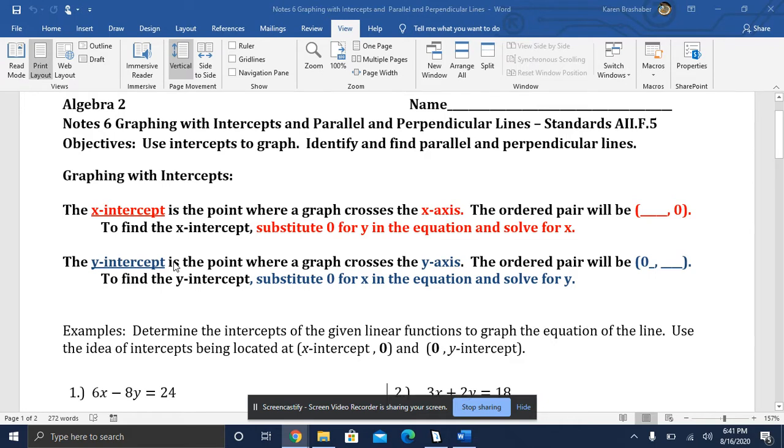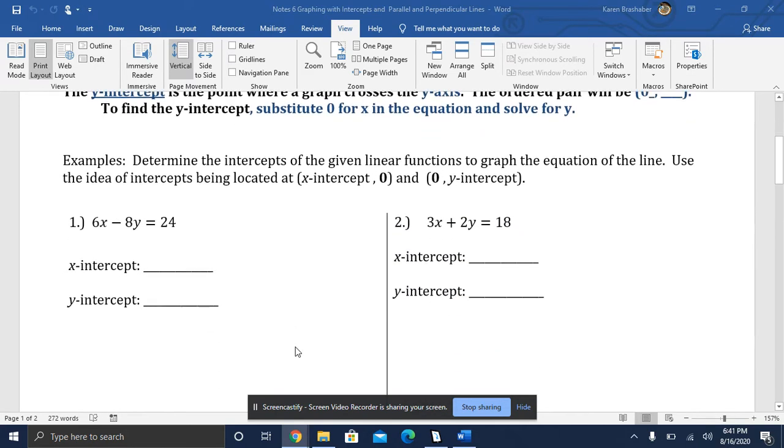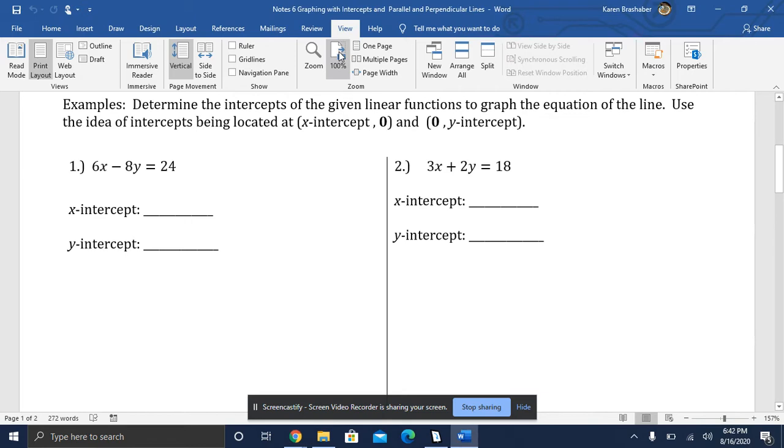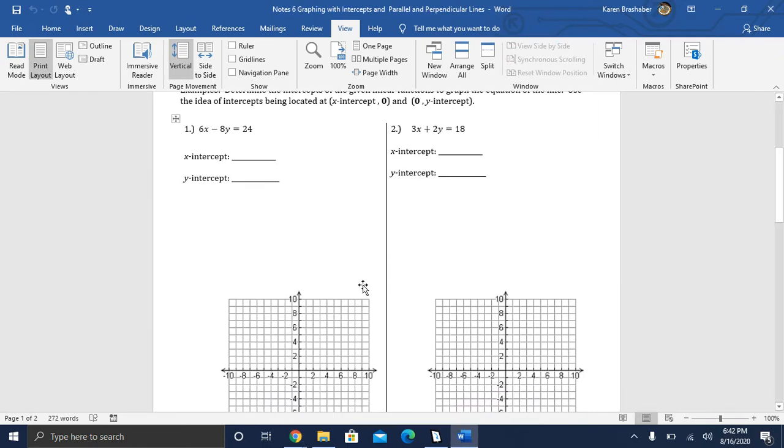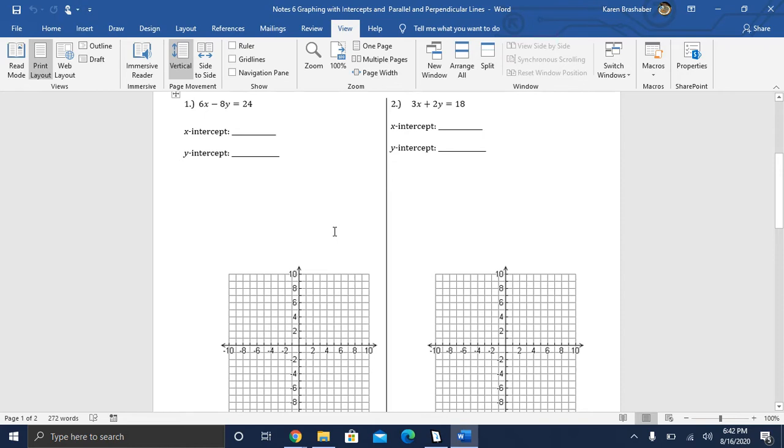But another idea about the y-intercept is that it's a point where the graph crosses the y-axis. And the ordered pair for the y-intercept will always be 0 and whatever that y-intercept is. And so another way to find the y-intercept would be to substitute 0 for the x in your equation and solve that equation for y. We'll be looking at two examples where you will need to find the y-intercept and the x-intercept, and then you'll be asked to graph those lines using the intercepts.